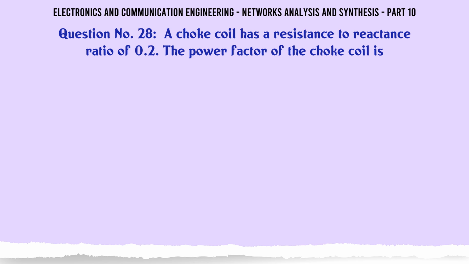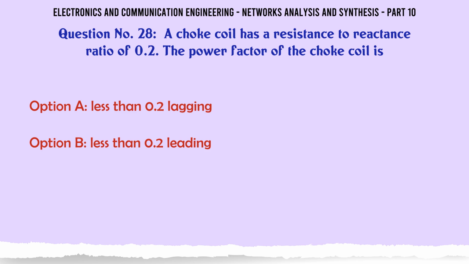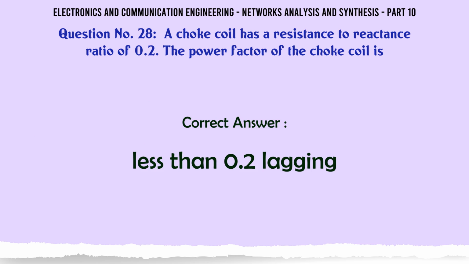A choke coil has a resistance to reactance ratio of 0.2. The power factor of the choke coil is: A) less than 0.2 lagging, B) less than 0.2 leading, C) about 1, D) about 0. The correct answer is less than 0.2 lagging.